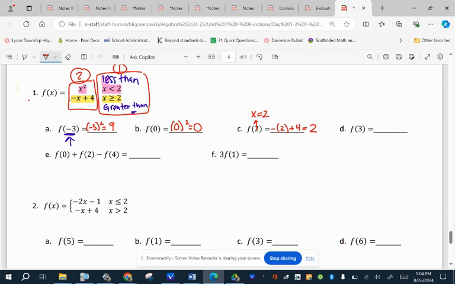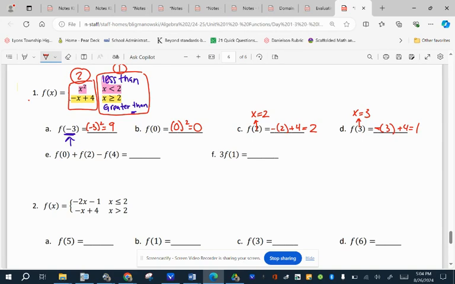And then when x equals 3, that is x greater than or equal to 2 again. So that's this yellow inequality, so it's going to be the yellow equation. So negative 3, the negative should go outside the parentheses because it's a negative x. So negative 3 plus 4 is going to give me 1.